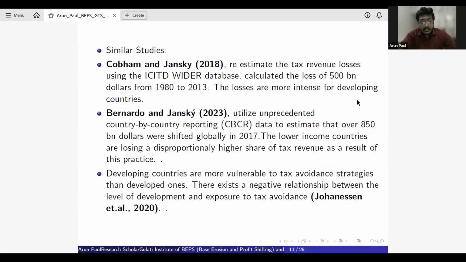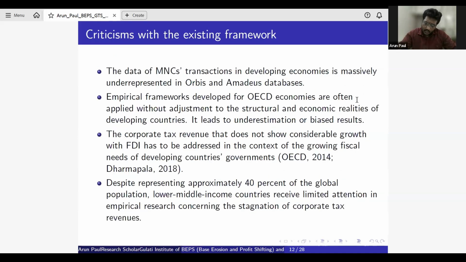And the latest studies by Bernardo and Jansky in 2023, utilizing CBCR data, found that $850 billion were shifted globally in 2017. And developing countries are more vulnerable to tax avoidance than developed ones. Interestingly, there exists a negative relationship between level of development and exposure to tax avoidance. So these are all the literature, and there is some criticism.